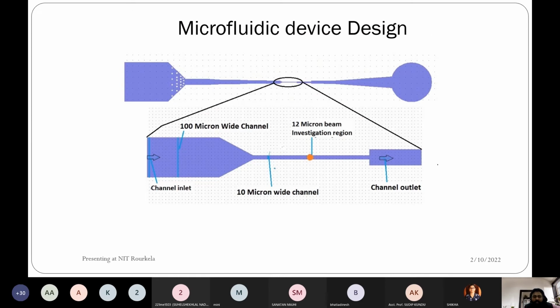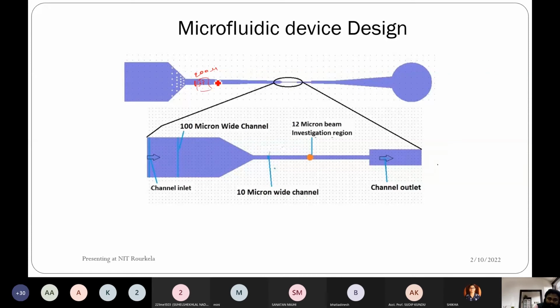For single cell analysis we need a specific device where we can flow the single cells. For example, if you see here, the size is around 500 micrometers or 200 micrometers. You can see the multiple cells here, but that is not serving my purpose.